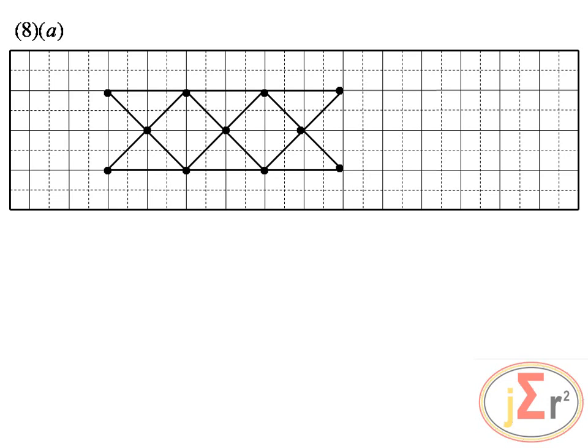The figure below shows the first 3 diagrams in a sequence. Each diagram is made up of dots connected by line segments. In each diagram, there are D dots and L line segments. And we are required to draw the 4th diagram in the sequence. So we are going to draw the 4th diagram in the sequence.